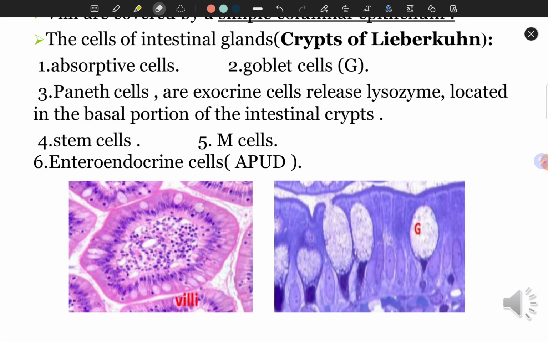It is a simple columnar epithelium with a number of goblet cells, which are flask-shaped, as you see here in this slide, and full of mucus, while the nucleus and the other organelles of the cell are located basally.